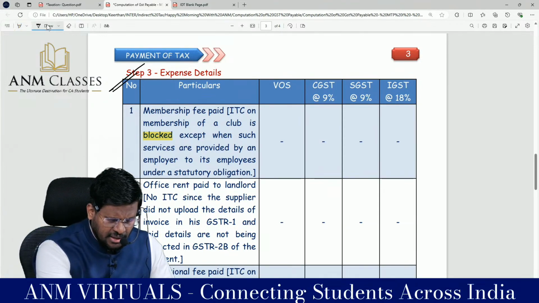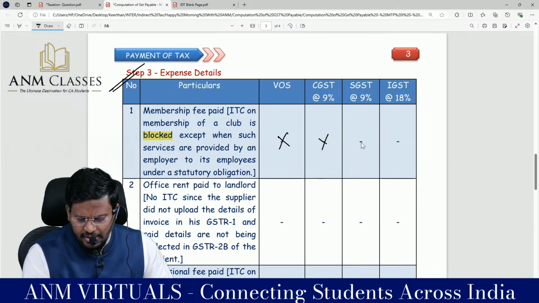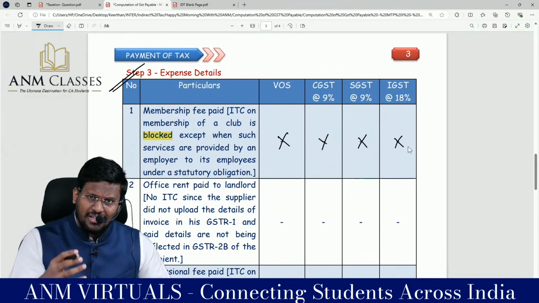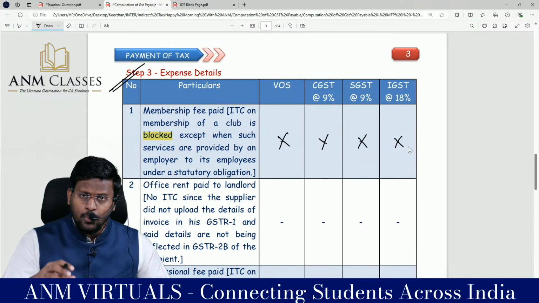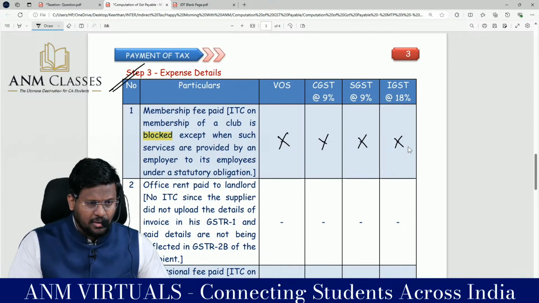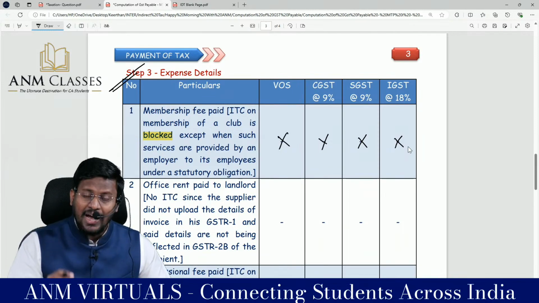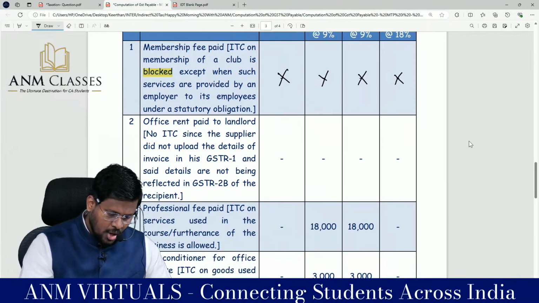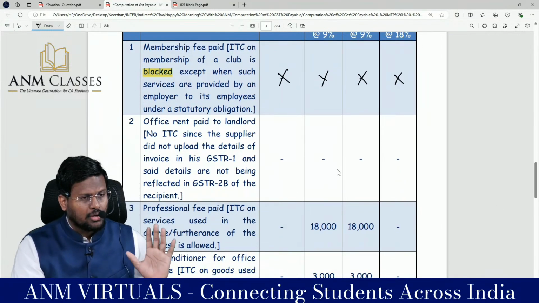But in this case, they have not mentioned that it is not a statutory obligation. So at the time of incurring that expense, we would have paid GST. Whatever GST we have paid, my dear lovable students, has to be treated as cost, cannot be taken as ITC. Office rent paid to the landlord.